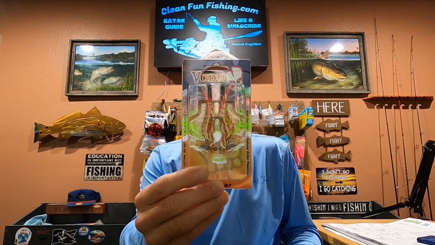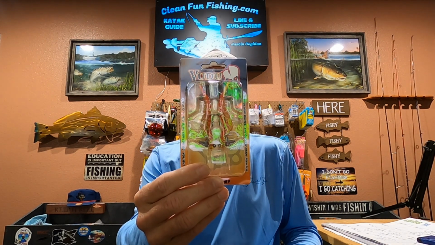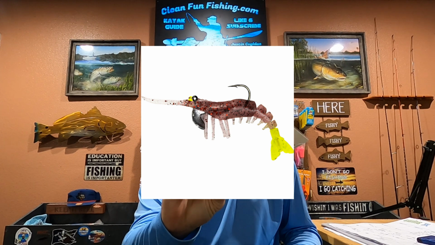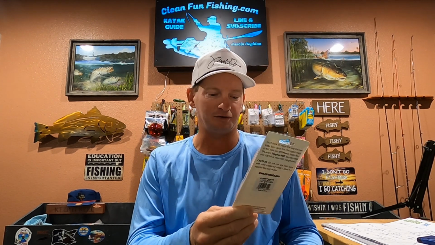So I also caught one today on a Gulp swimming mullet. But when we're fishing those deeper channels, things like the Voodoo shrimp are working real good for me. I've been using the 3 1/4, and that's a good size lure. It doesn't sink too fast. It looks realistic to me.